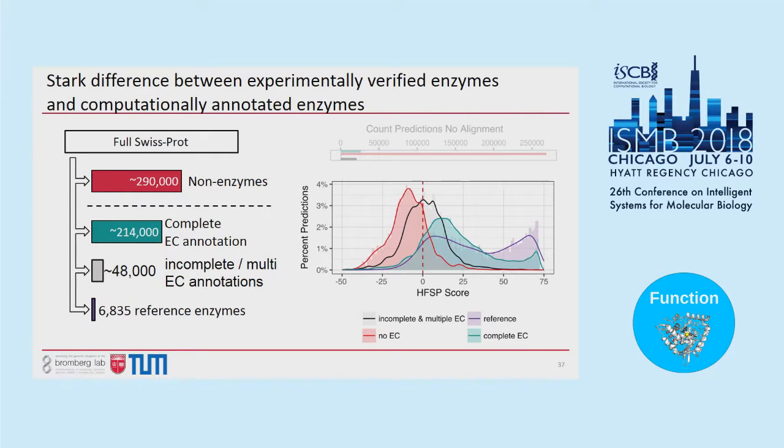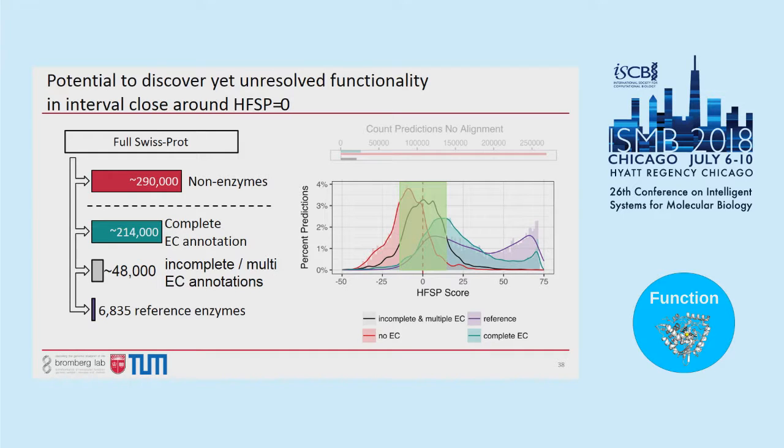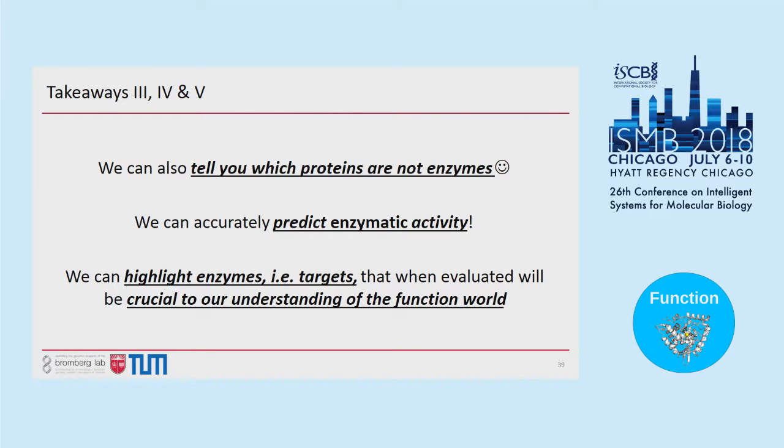So the incomplete and multiple EC annotations would be enzymes where we do not really know what's going on. The point that I want to make here is that we might have a potential method now to pick a range around HFSP 0 and drill down and take out proteins and enzymes that might be interesting to look at further, to maybe experimentally verify, such that we can then learn more and make better and more reliable predictions in the future. And that's what I want to close on.